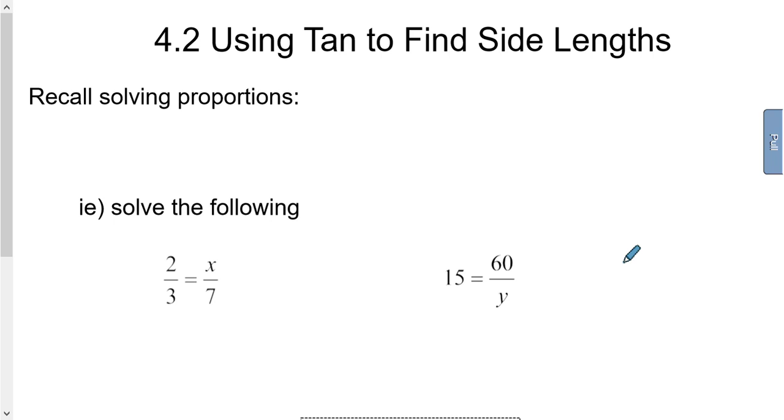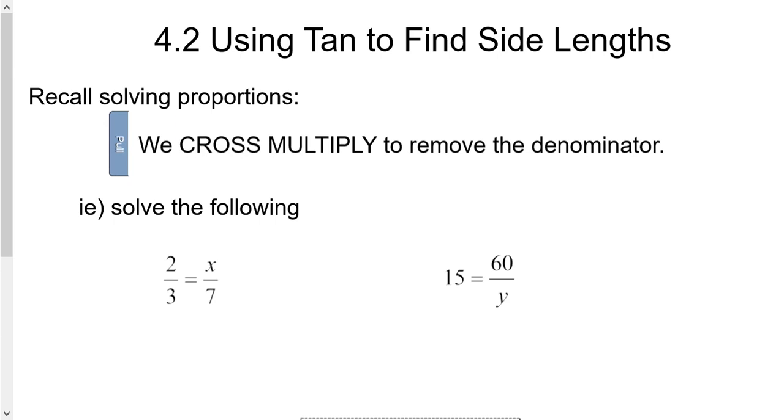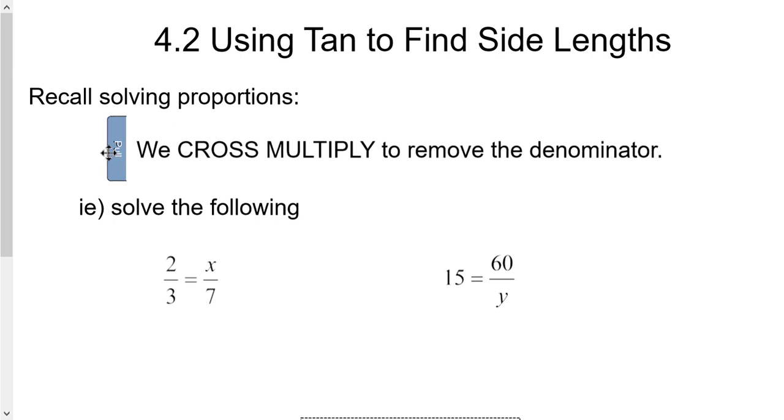And we're going to recall what we do when we solve proportions, right? When we have something equal to a fraction or a fraction equal to a fraction, what we want to do is cross multiply to remove that denominator. Essentially, I'm multiplying both sides by those denominators so that we see that common factor and they cancel out. We cross multiply across that equal sign. So let's do a couple of proportions just to practice.